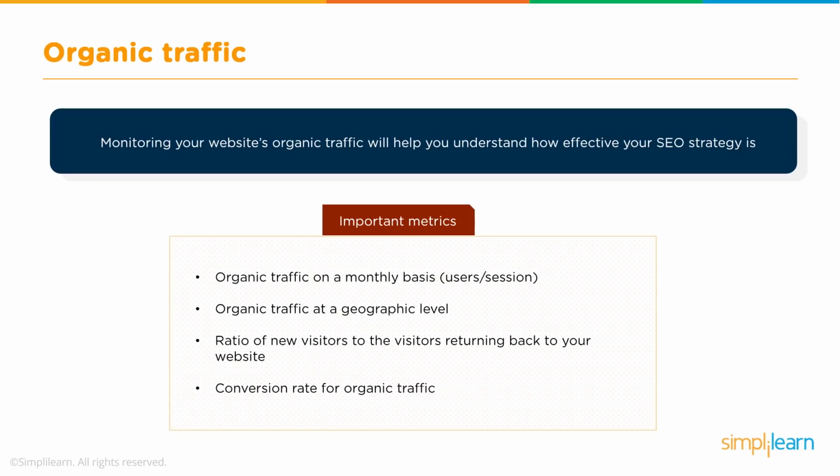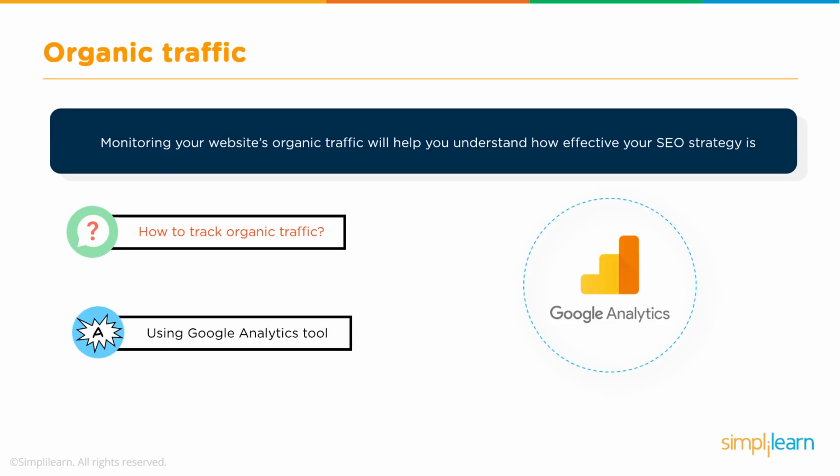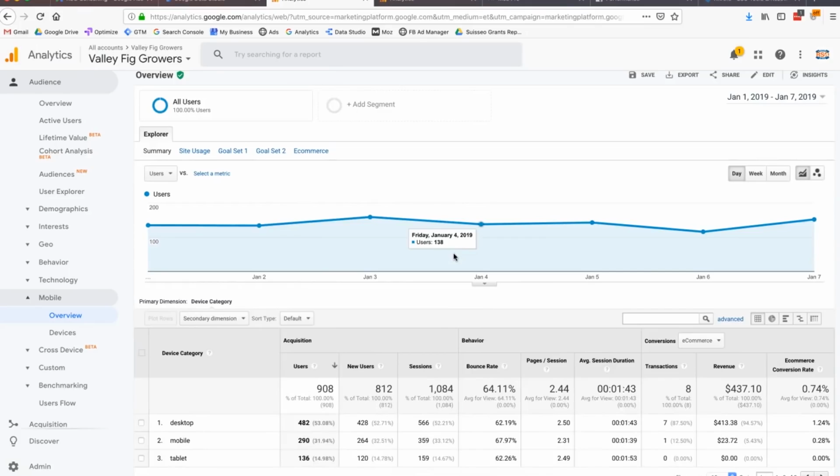And so really what we want to do is start with organic traffic. And so we can look at that on a month-to-month basis. We can look at it from a geographic perspective. We can look at it in terms of how many new visitors we're driving versus returning. And then again, more importantly, conversion rate. And so to me, the best place to start to look at that traffic from organic search is Google Analytics. And Google Analytics is a free tool. It's simply there to measure website performance.